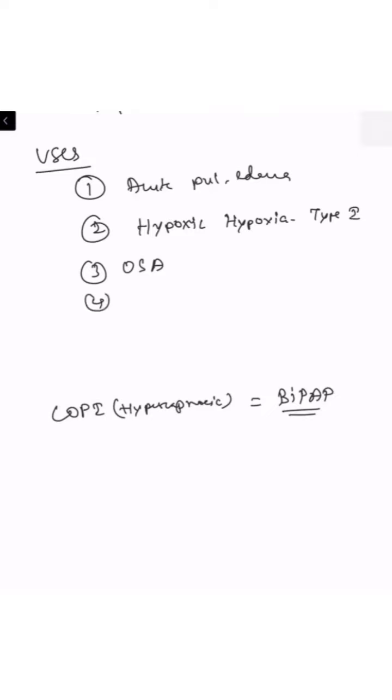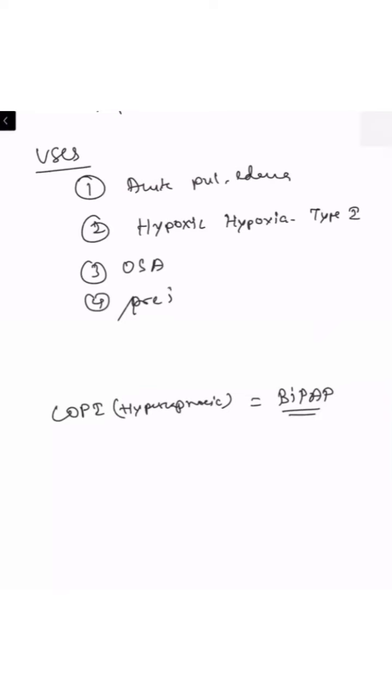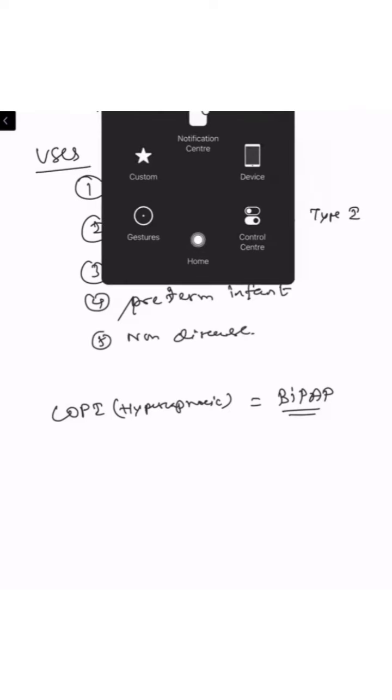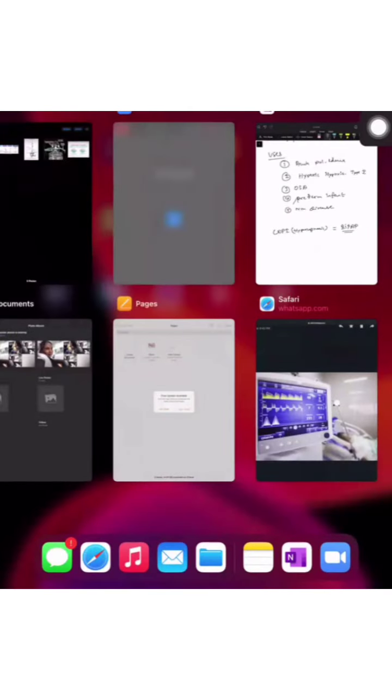This is also the mechanism behind its use in preterm infants, where there will be abnormal pulmonary development and reduced surfactant. So we can use CPAP in the preterm infant. So these are the common indications for CPAP and BiPAP. Even with neuromuscular diseases, we can use CPAP and BiPAP machines in all these patients. We can see the machines.